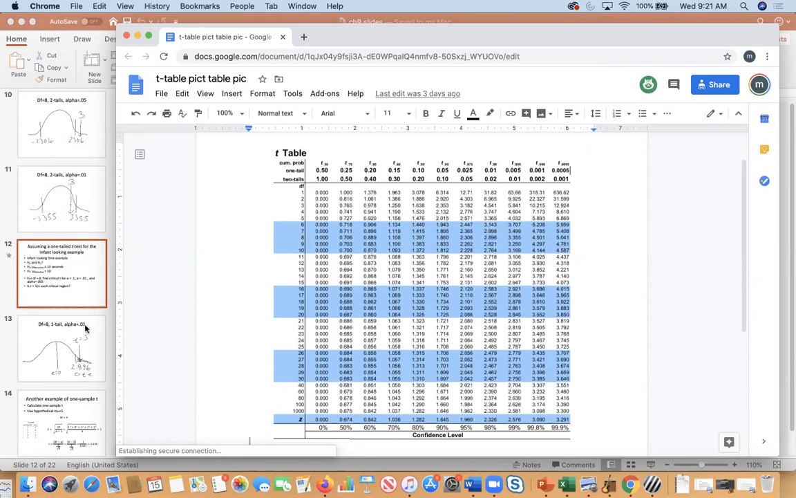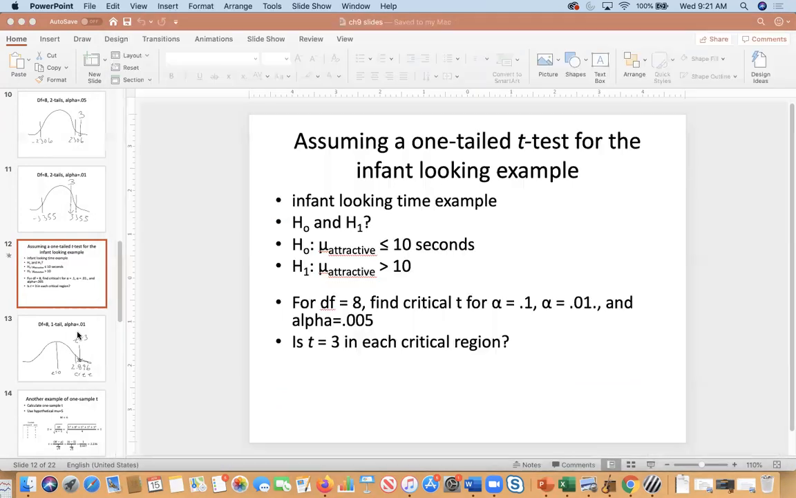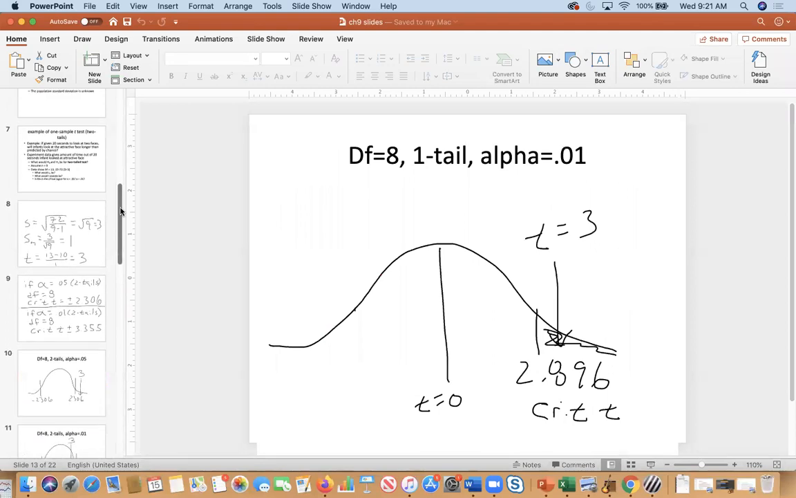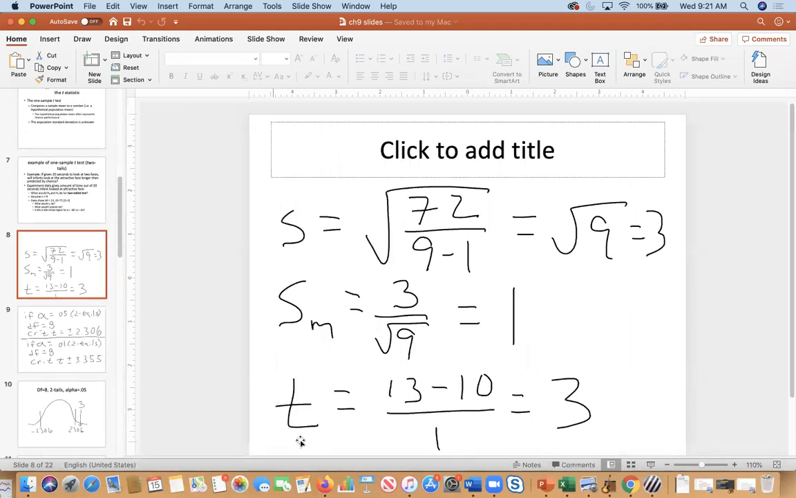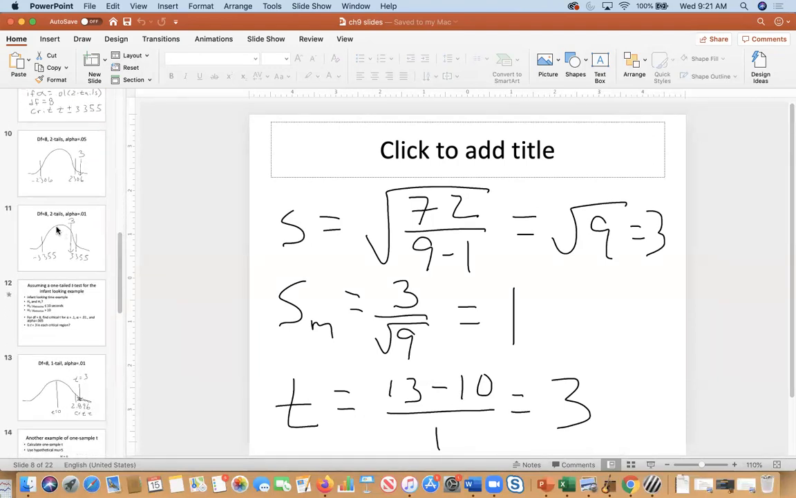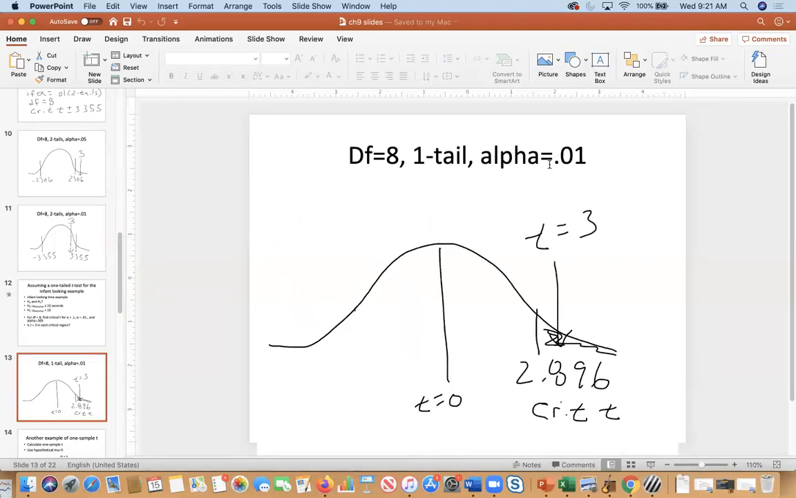And I've actually made a picture for this one. Remember, we're still using the same t value. We're still going all the way back to the way we calculated t last time, which is right here. The sample mean's 13. The population mean, we're still assuming is 10. The estimated standard error was still 1. The t value is still 3. The only thing that has changed is the fact that we have one tail, and our alpha level is 0.01 in this example. And so this is how we would draw that.